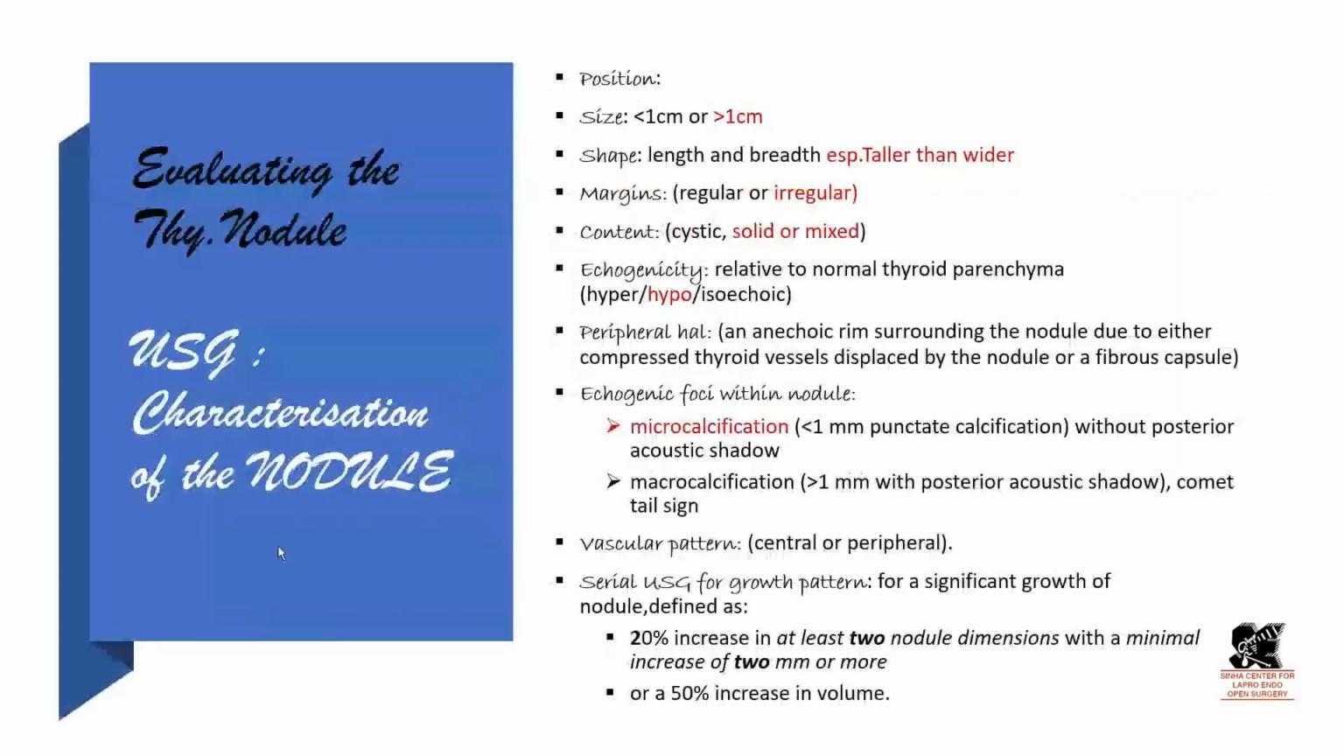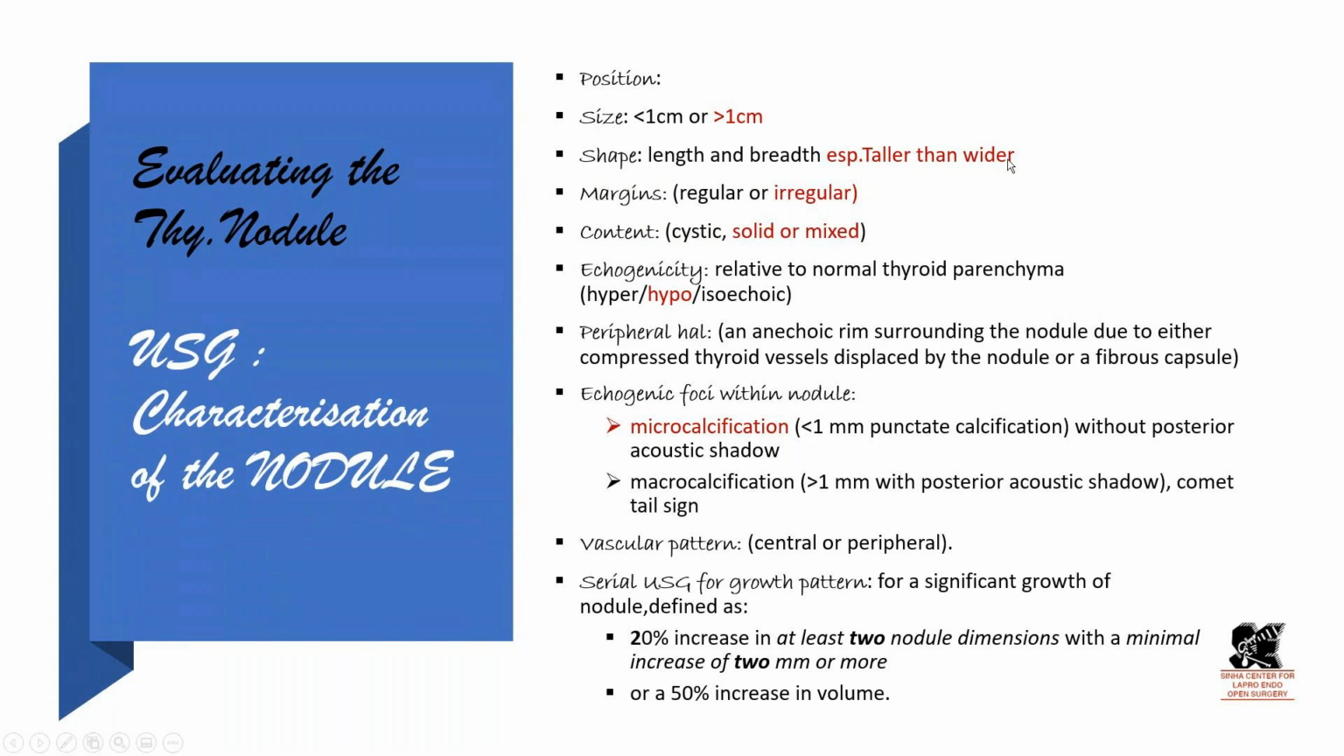And what are we looking for in the nodule? What are we trying to evaluate in the nodule? What does the ultrasound tell you? Number one, it tells you the position. Number two, we're looking at the size. Now, the parts which are written in red are basically pointers towards a malignant nodule as compared to a benign nodule. So if the size is less than 1 centimeter or more than 1 centimeter, the shape, the length and the breadth of the nodule, if it is taller than wider, more chance of having a PTC.